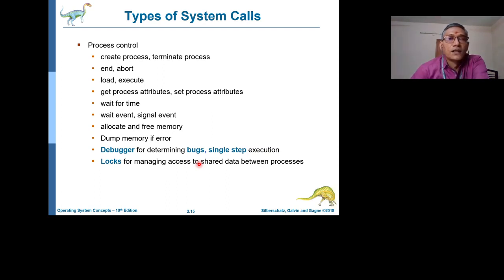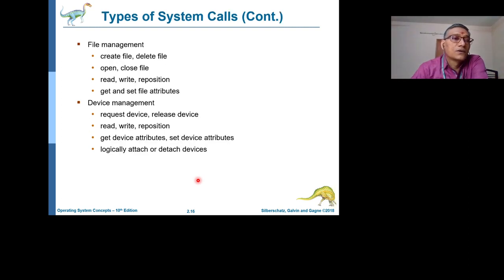Abort. Load the program, execute the process, get process attributes, set process attributes, wait for time, wait event, signal event, allocate and free memory, dump memory if error, debugger for determining bugs, single step execution, locks for managing access to shared data between processes. So these are the various system calls associated with process control.